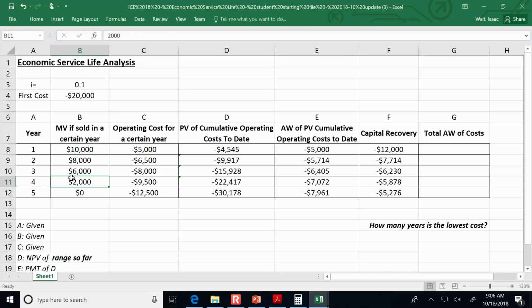So if we keep it for 4 years, there is some market value at the end. It's fewer years, but there is some market value. So capital recovery for each of the years. Now our total cost, here it's saying it's column E plus column F. So equals E plus F. Drag that down through.